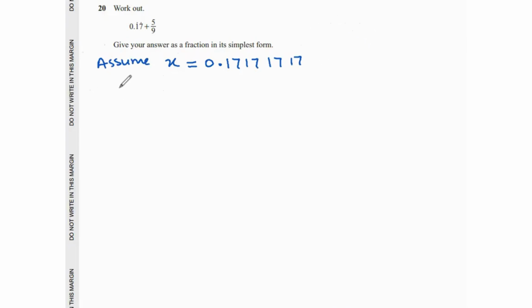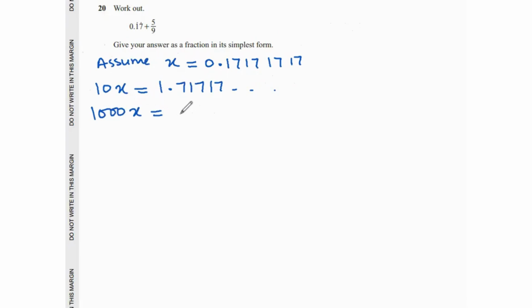Next, I'm going to multiply x with 10. So 10x would give me 1.71717 like this. And then I'm going to multiply x with 1000.